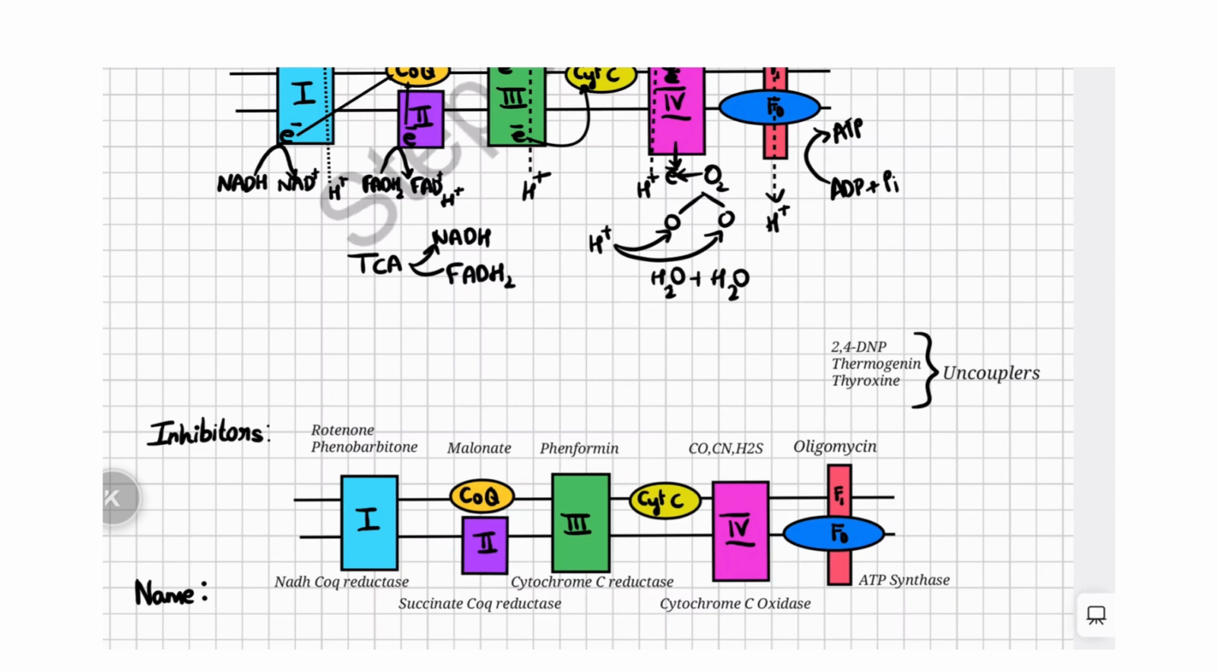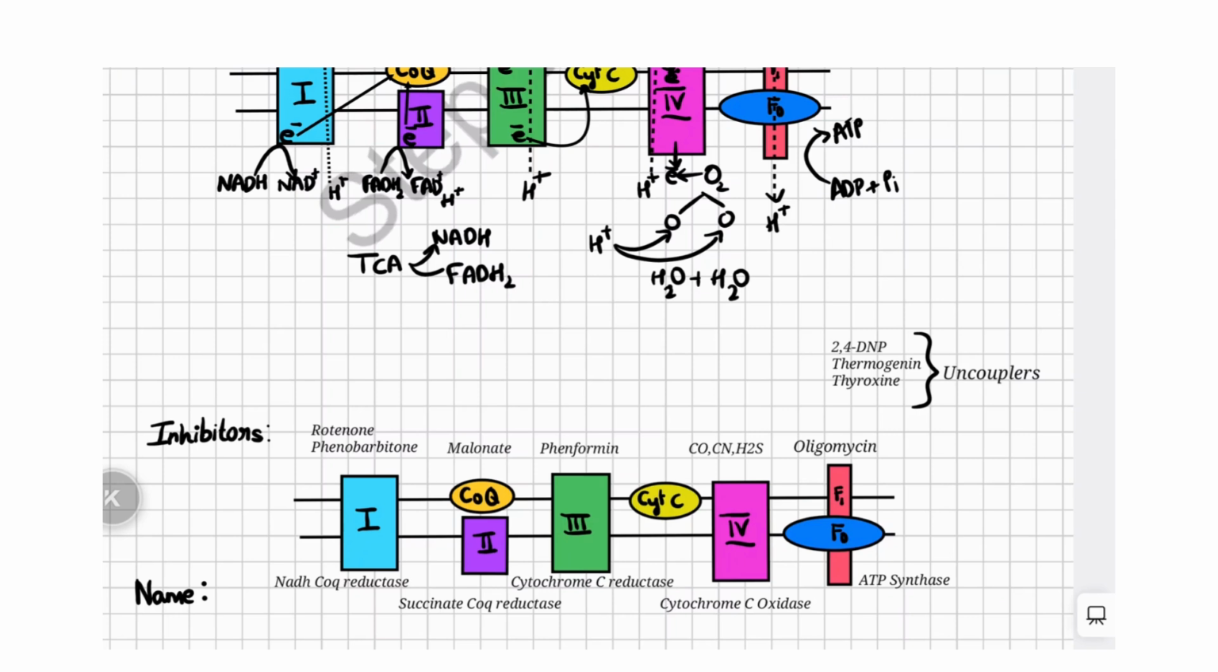Now, let's talk about the inhibitors. Complex 1 is inhibited by rotenone and phenobarbital. Complex 2 is inhibited by malonate. Complex 3 by fenformin. Complex 4 by carbon monoxide, cyanide, and hydrogen sulfide. And ATP synthase by oligomycin.